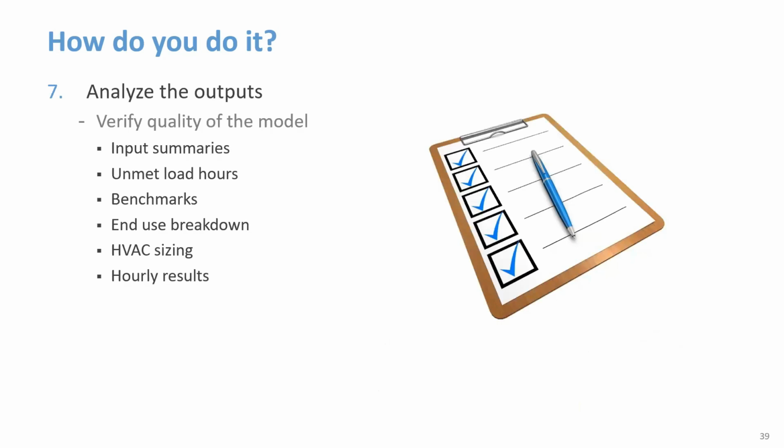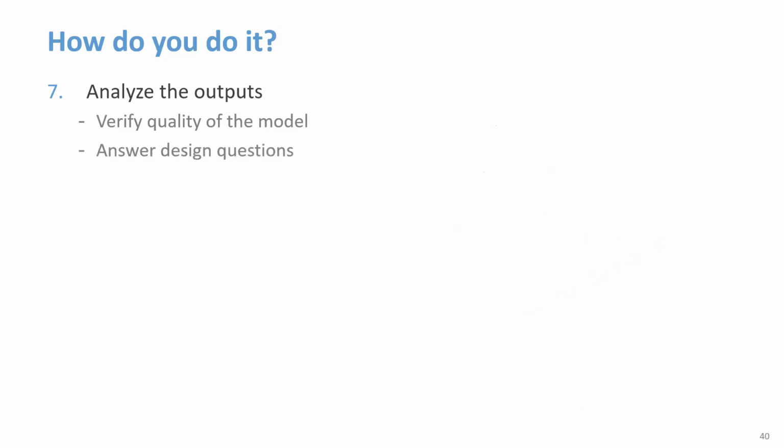You will, of course, then need to analyze the outputs, but an important first step when analyzing the outputs is to verify the quality of the model. Even a simple box model presents lots of opportunities for unintended inputs, and an output review checking items like these can help verify the model quality and confirm that it represents your intended inputs. And then analyze the outputs to answer design questions.